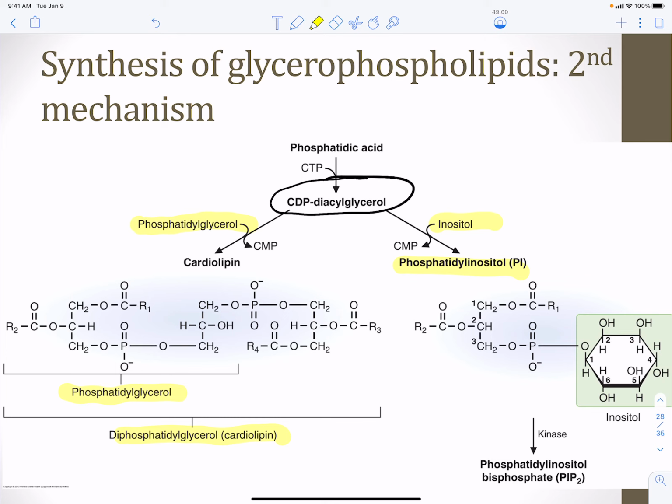At the same time, as we know, phosphatidyl inositol is in the inner leaflet of the cell membrane, and that can be cleaved to our phosphatidyl inositol bisphosphate, so PIP2, which is important for signal transduction.